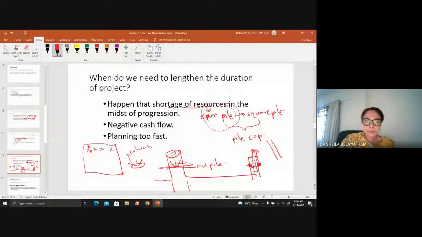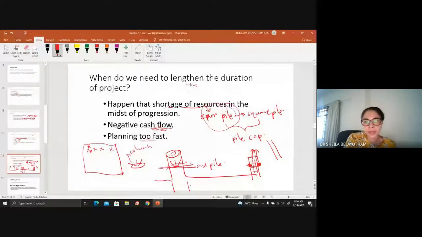Other than that, an important factor when we are talking about lengthening is sometimes cash flow. Especially if the client does not have a proper or positive cash flow, progress payments are not being paid, or if they are paid, they are delayed, and we have contractors who might not have sufficient capital to top up. Those are the issues, negative cash flow.